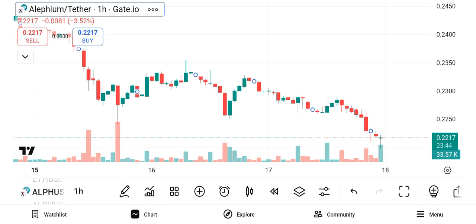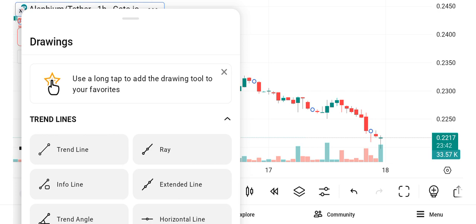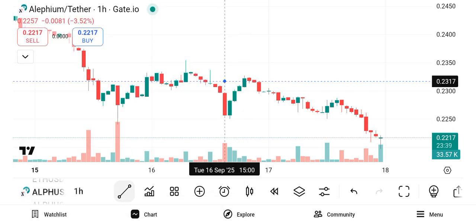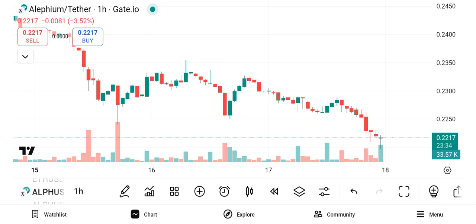Let me just draw the line so we can all see. We had a support at this point. Okay, let's draw it here. Support at this point, 0.2250. That was our support, but we find out that it broke that support and the price declined. So that's going to give room for a retracement. We had so many bearish candles that led to this decline, particularly this candle.